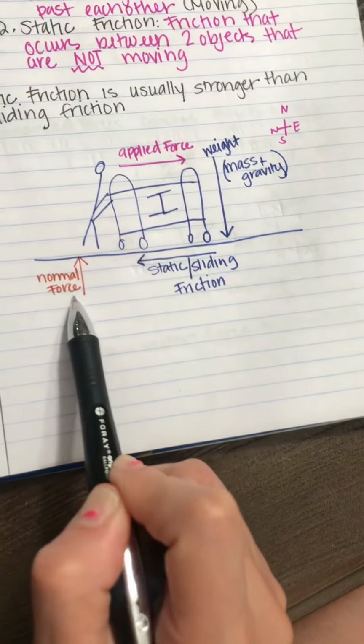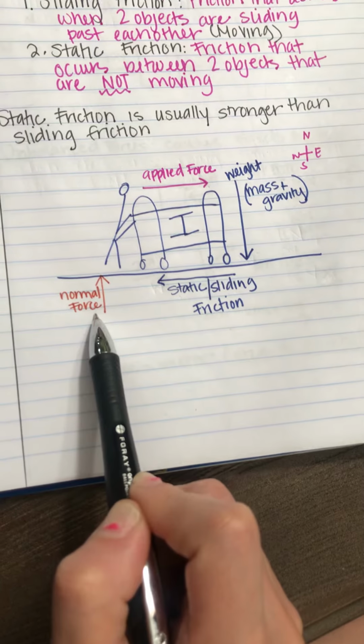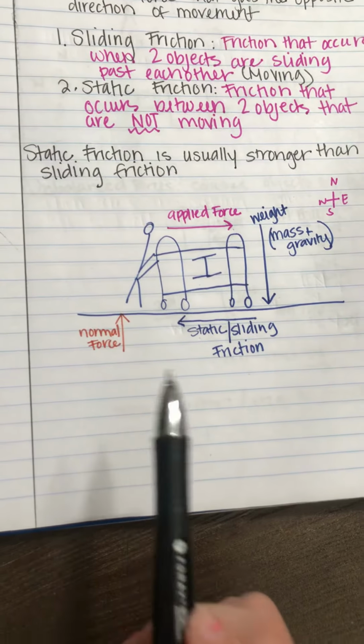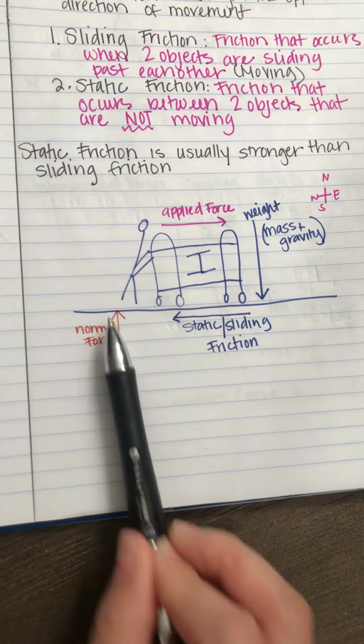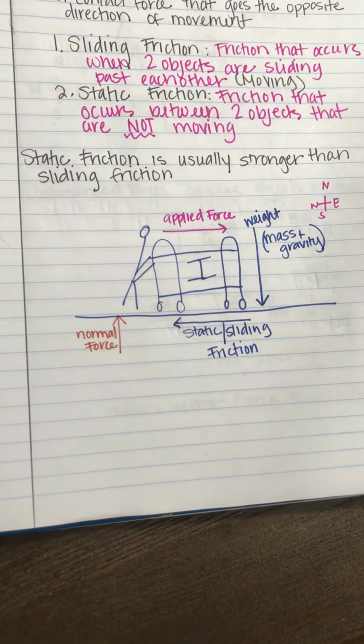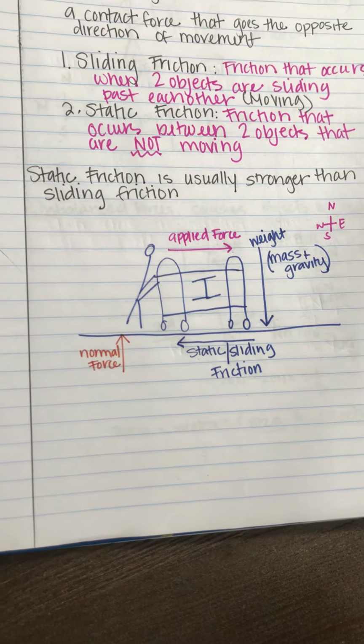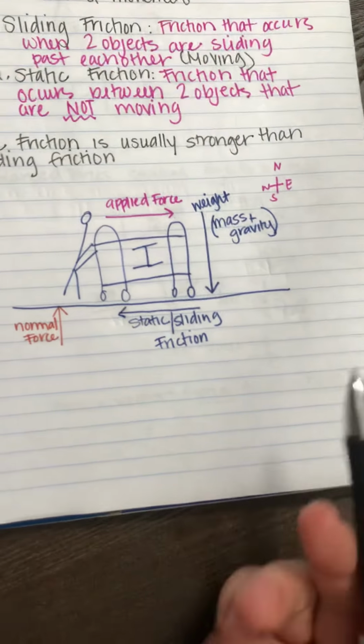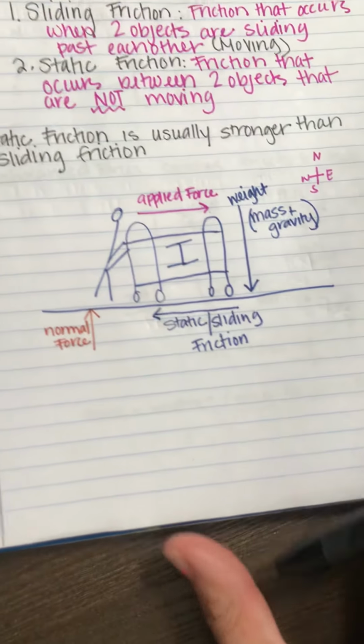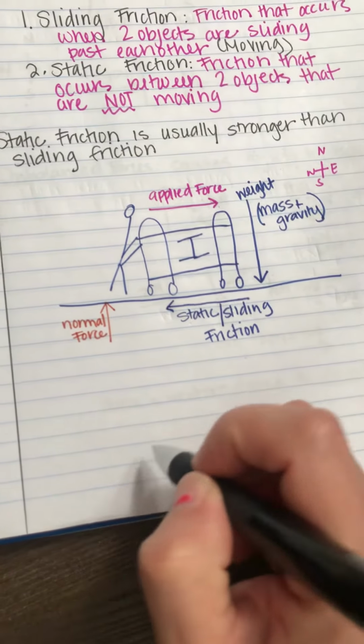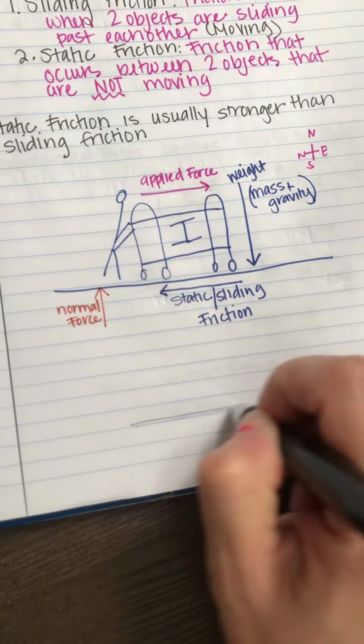Okay? And then this is something called normal force. And normal force is basically a force that pushes up. It's the reason why gravity is not pulling you so far down into the earth that you're sinking into the earth, if that makes sense. We can do another one here.